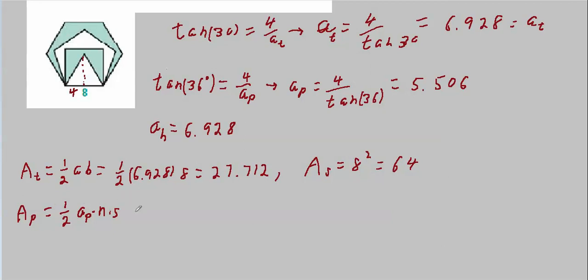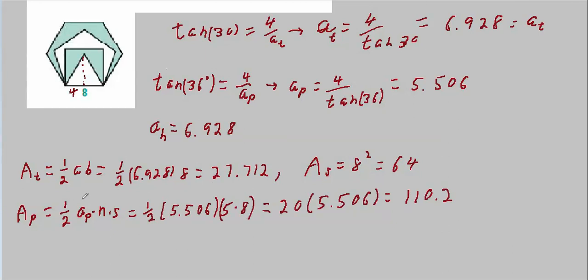So we can write this out now that we've got a sub p, which is usually the difficult part in the whole thing. So we just lay this out. 1/2 times a sub p, 5.506, n, well, it's a pentagon, so n is 5, and our side length is 8. We want the whole side for this formula. Well, this is 40, and divided by 2 is 20. 20 times 5.506 is 110.2.